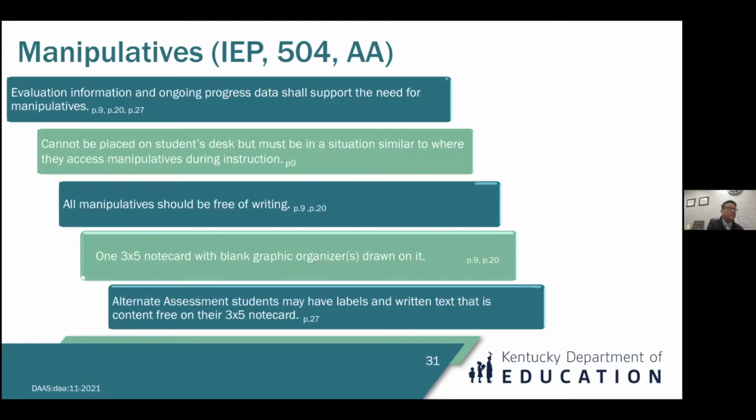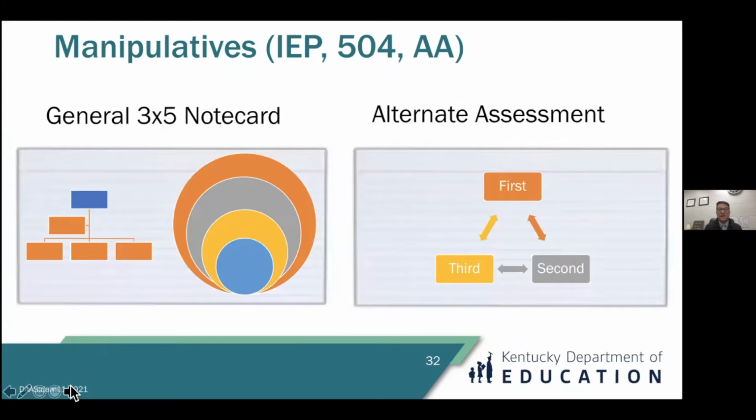However, manipulatives placement during assessment should be consistent with where the placement is during instruction. The student has to choose which one they want to use and when they want to use it. Alternate assessment students can have writing and labels on their note cards as long as it's not content. Once developed, visually impaired students can have their 3x5 note cards enlarged. Students should have access to every manipulative included on their plan, whether it will be used or not. For instance, if they have 20 manipulatives written down on their IEP, all 20 should be provided to the student on test day, and not only the ones the accommodator feels will be most useful for the content.